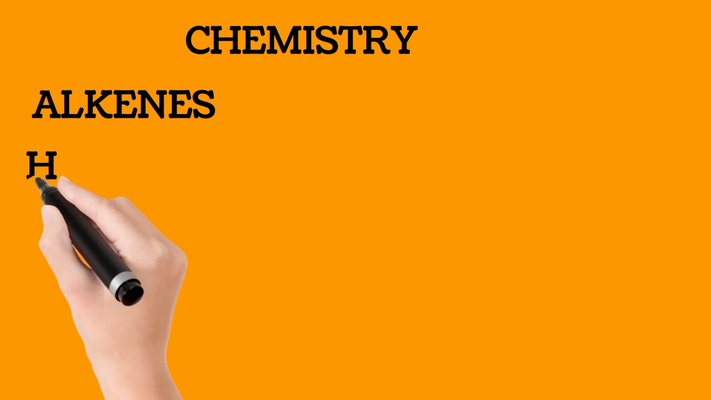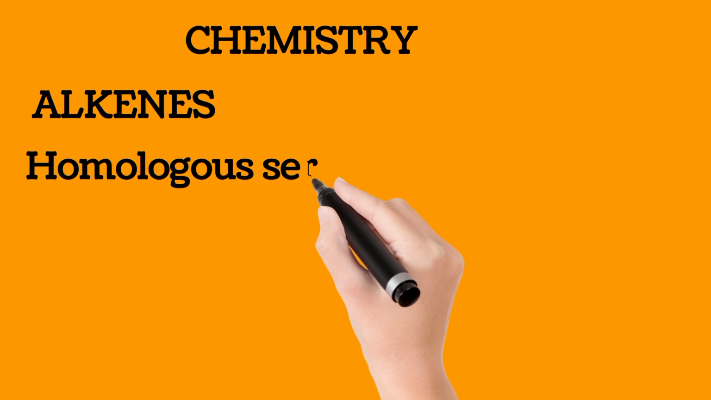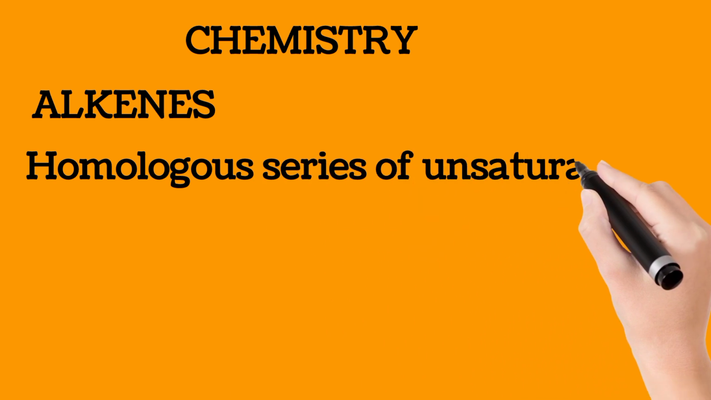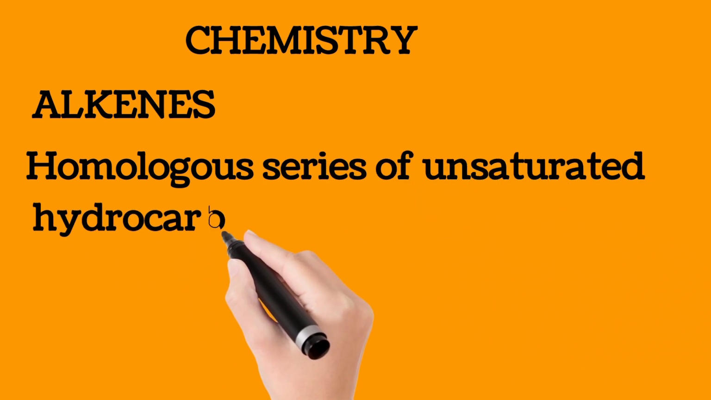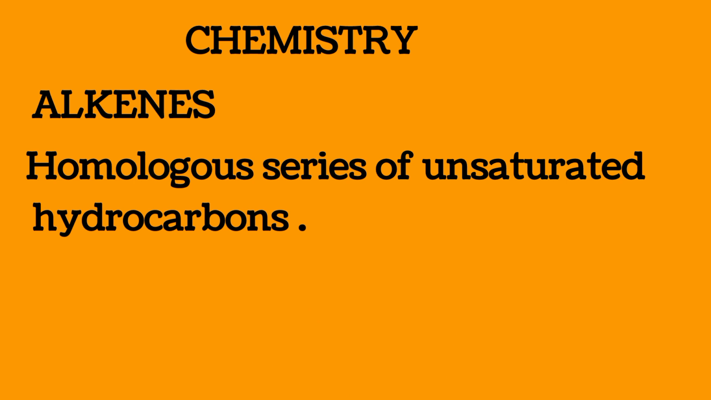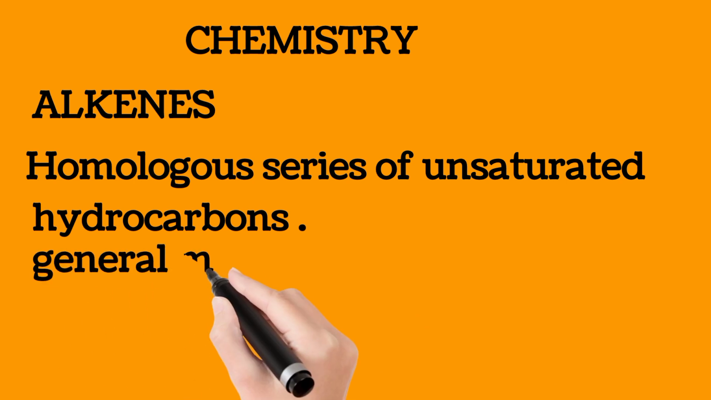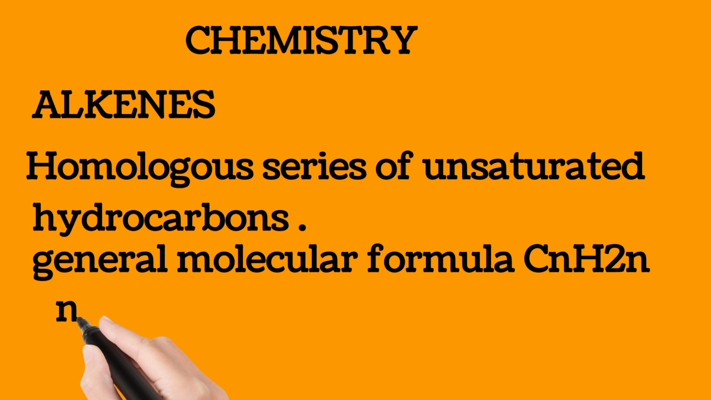Today we'll be looking at the alkene series. The alkenes are a homologous series of unsaturated hydrocarbons, which follow the regular molecular formula CnH2n, where n is greater than or equal to 2. They are unsaturated compounds containing a carbon-carbon double bond.